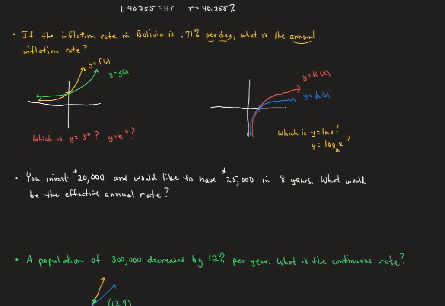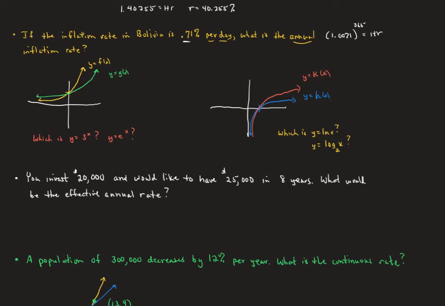Okay, now if the inflation rate in Bolivia is 0.71% per day, what is the annual inflation rate? Now remember, this is not an annual rate that we have to divide by 365. That is our daily increase. And to do it in a full year means we're going to take it to the 365, and that's going to be our 1 plus r.